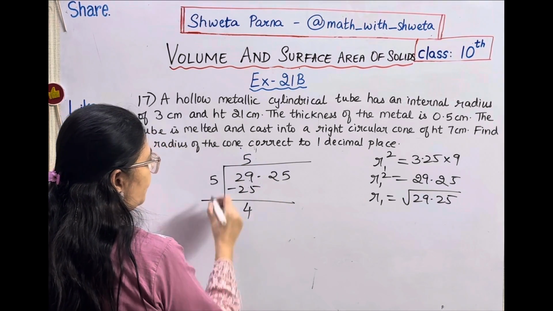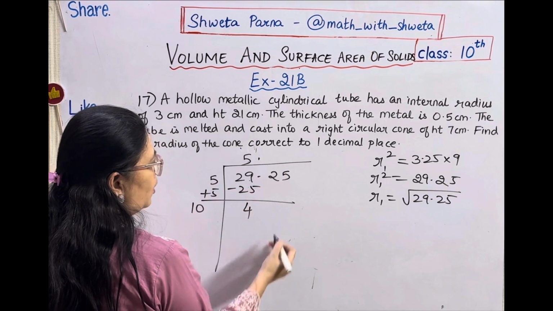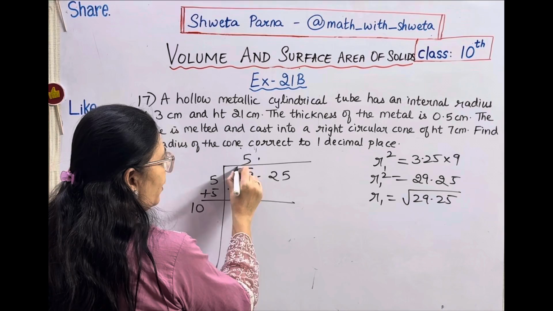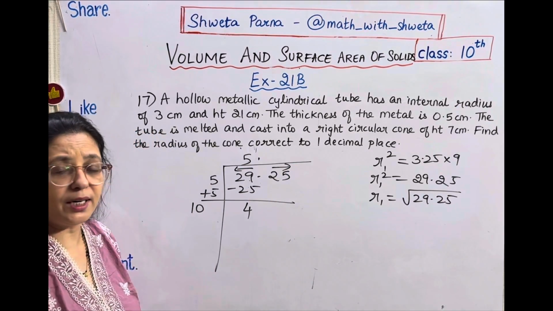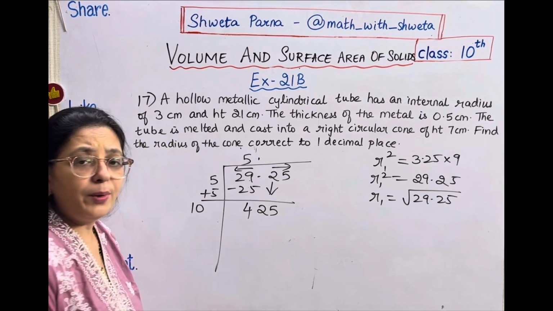9 minus this is 4. Add this 5 over here, which is 10. Take this decimal over here. Now always in square root there has to be a pair. We do not take a single number down. So this entire pair you will take, which is 25.